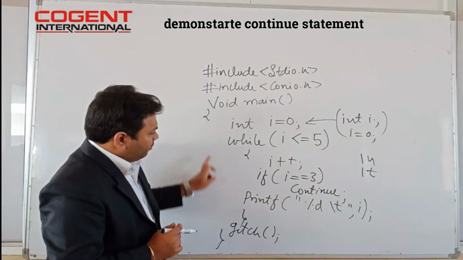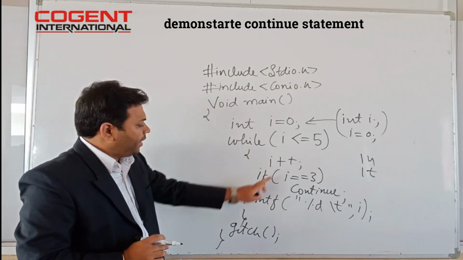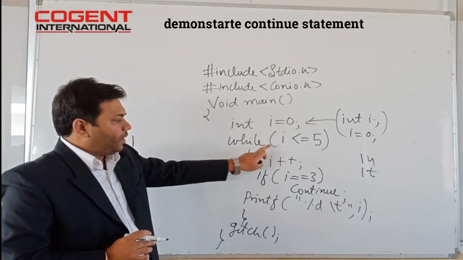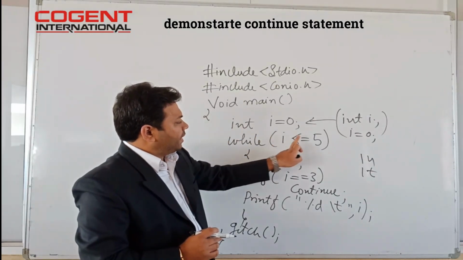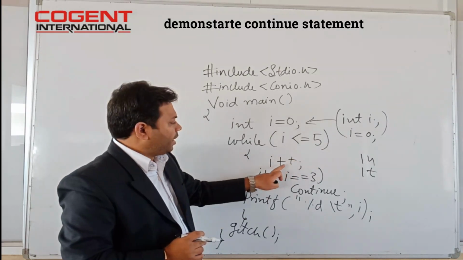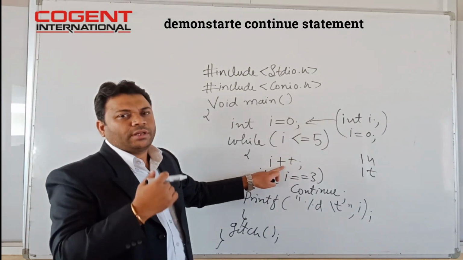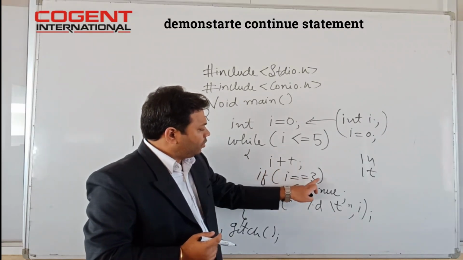Then the condition is still true, which means it has to execute the while loop. Now the i value is 1, and 1 is less than or equal to 5. The condition is satisfied, it is true. Increment the value of i so that it becomes 2. It will check if 2 is equal to 3.